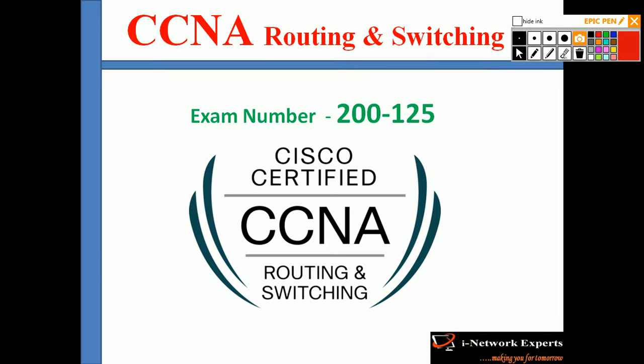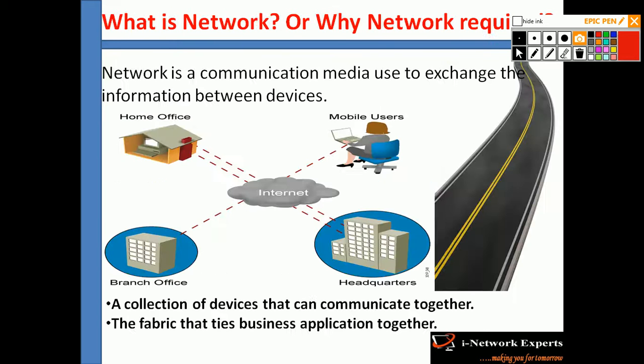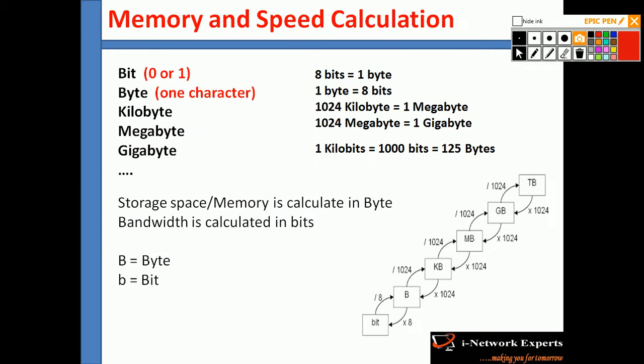Today let me complete bit and byte calculation. So how do you calculate memory? And how do you calculate speed? Memory is calculated in byte and speed is calculated in bit. The memory calculation formula is bit, byte, kilobyte, megabyte, gigabyte. So we have to follow this formula while calculating memory.